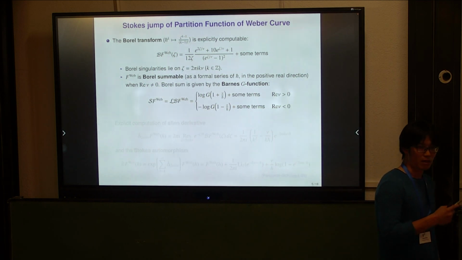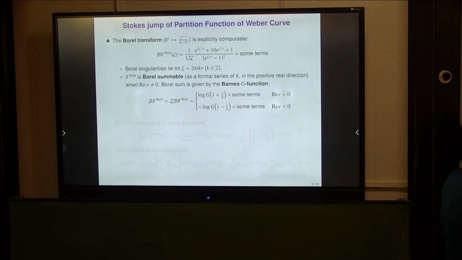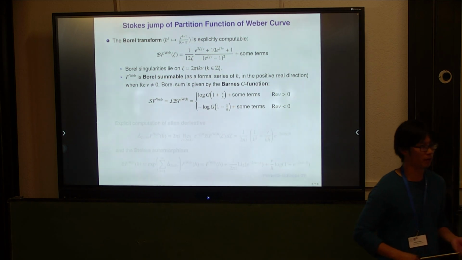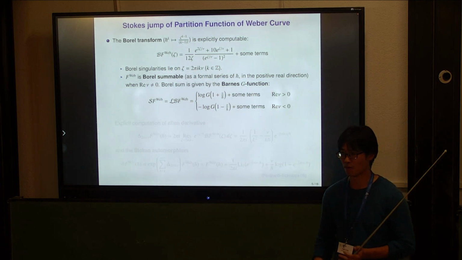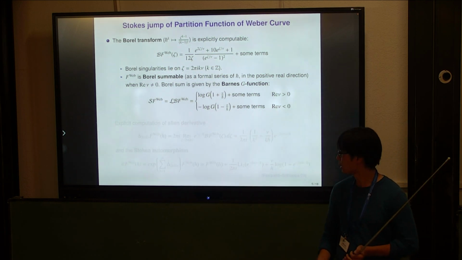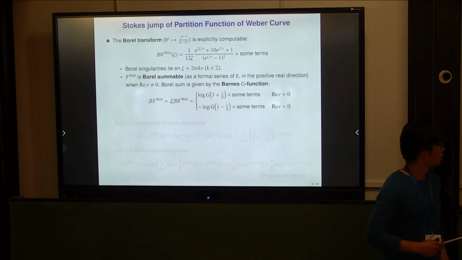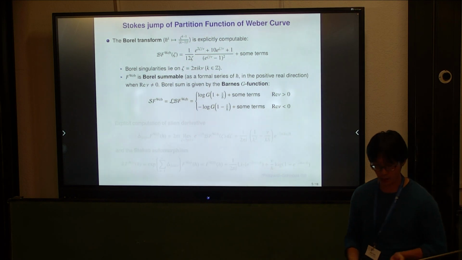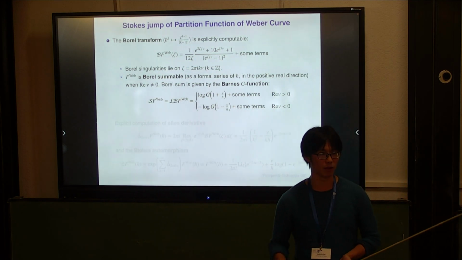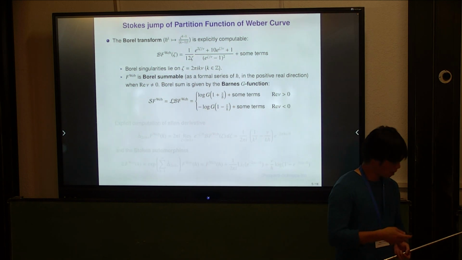But depending on the imaginary part, depending on the real part of this nu, we have some different expression of the Borel sum. You can find some integral representation of the Barnes G function on Wikipedia, and this is the formula. You don't need to care about some terms. The essential part is given by the Barnes G function. The previous Bernoulli series can be regarded as some Stirling expansion of this kind of Barnes G function.